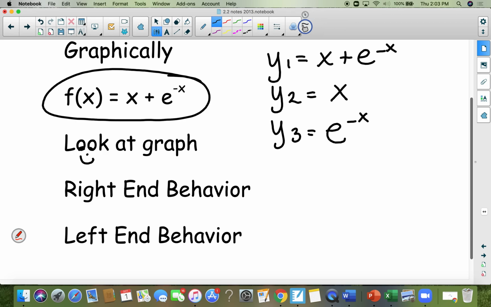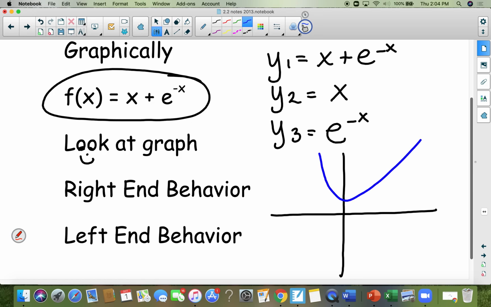Mine's in color, which is so fun. I'm going to show you in color exactly what my graph did. My first one came in blue. That's my blue one. That was the original one. And then the red one came in.